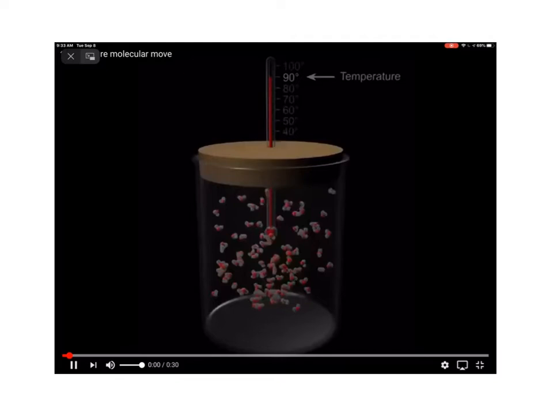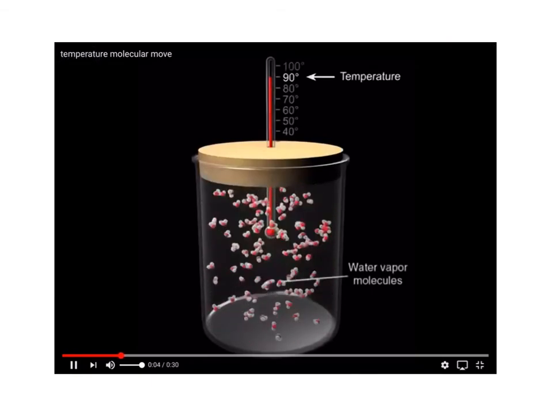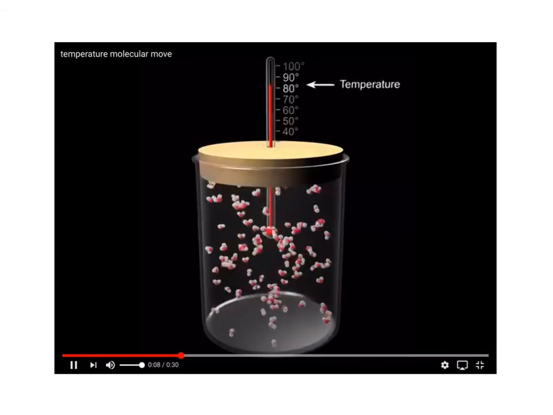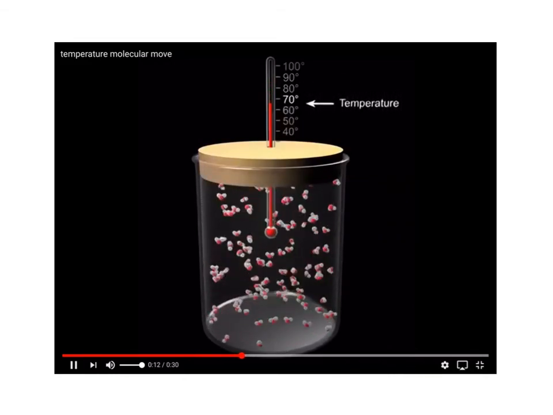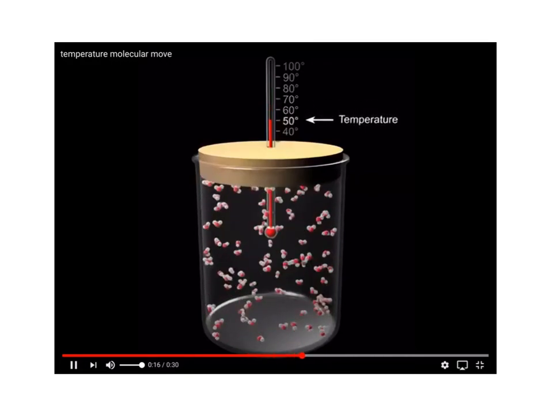We're going to see a short clip, and I'd like you to observe what happens to the speed of the particles as the temperature is lowered and then raised again. These gaseous water molecules are starting off at 90 degrees Celsius, and now we're cooling them down, and watch what happens to their speed. Hopefully you can see that they are slowing, going slower and slower.